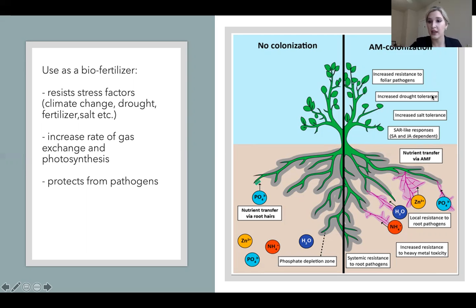And then we look over where the arbuscular mycorrhizae is with the plant, and we see all of these wonderful things: increased drought tolerance, increased salt tolerance, increased resistance to foliar pathogens and also fungal pathogens, and the nutrient transfer. And as you can see, these extensions here, this is the fungi coming off of the plant roots. It gives it a lot more extension and it allows a lot more nutrients to be taken up through the soil.